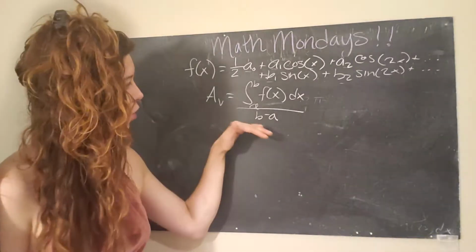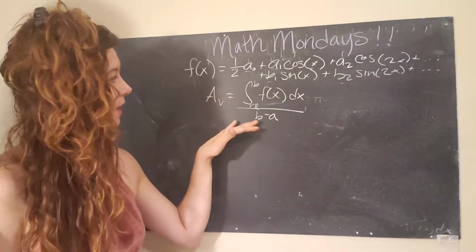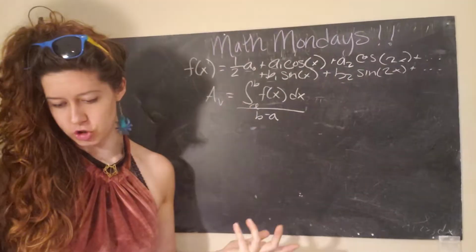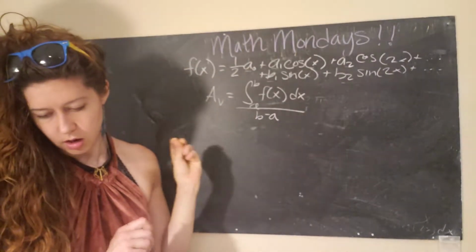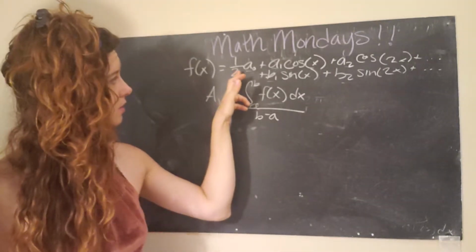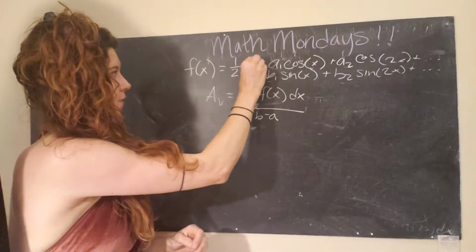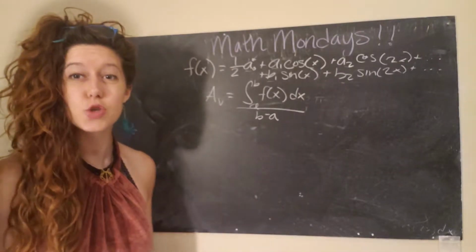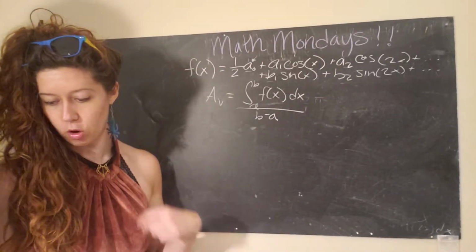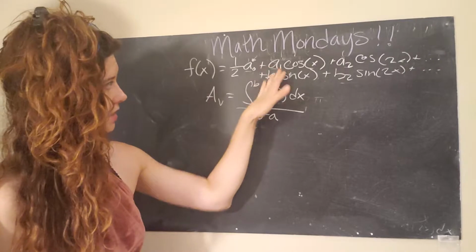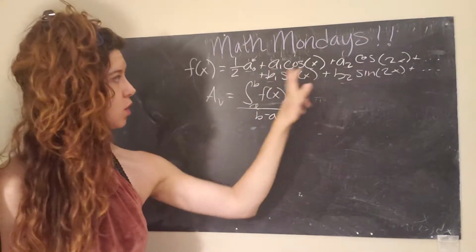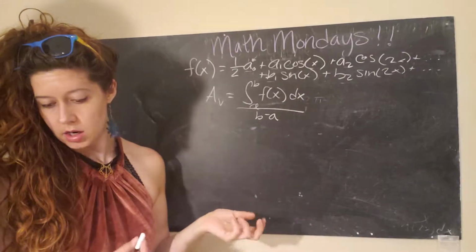Okay, so this is going to be the equation that we then apply to find our coefficients. I'm going to give you a little bit of a hint. We're going to find A0 first and then use that to find generic formulas for An and Bn, which would allow us to find the coefficients for cosine as well as sine.